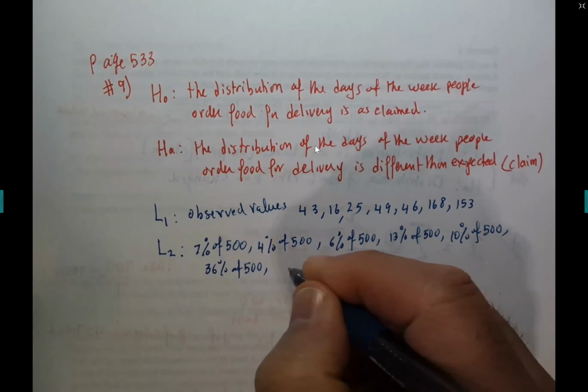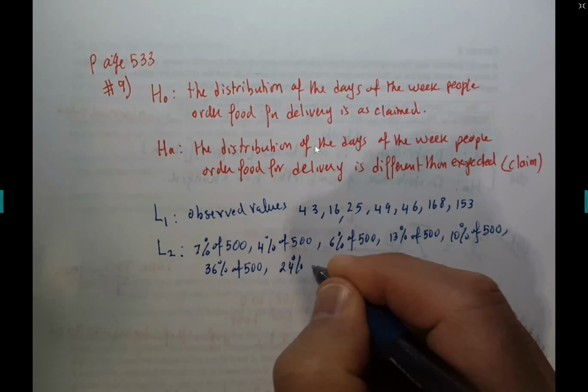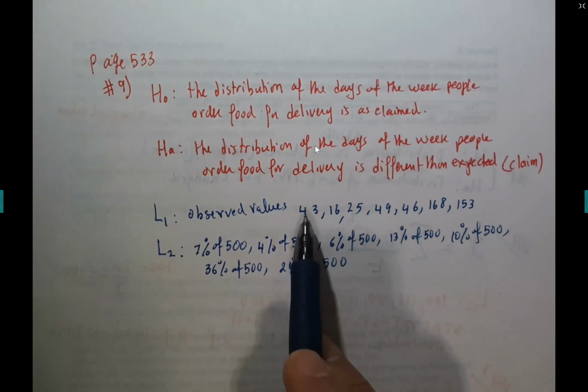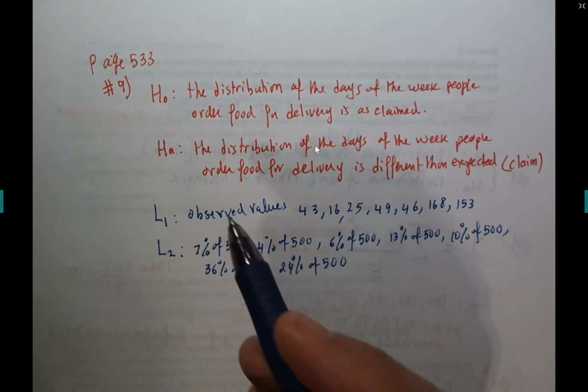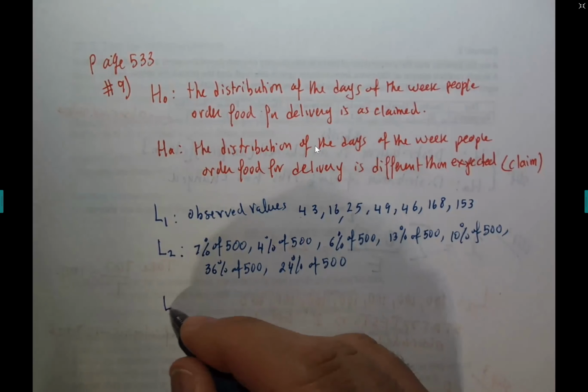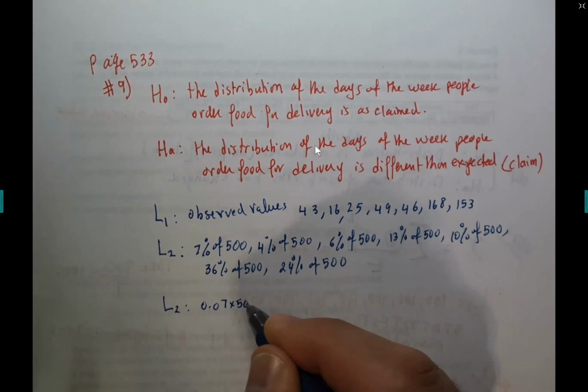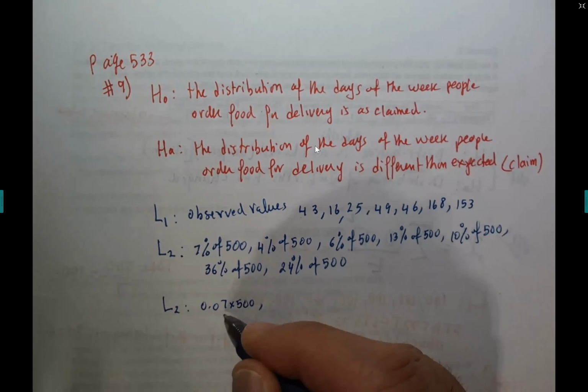500, and 24% of 500. Since I started here with Saturday, you have Sunday, you have to start with Sunday. It's the same thing. So what's 7% of 500, guys? It will be 0.07 times 500. 35. Yeah, that's a 35.